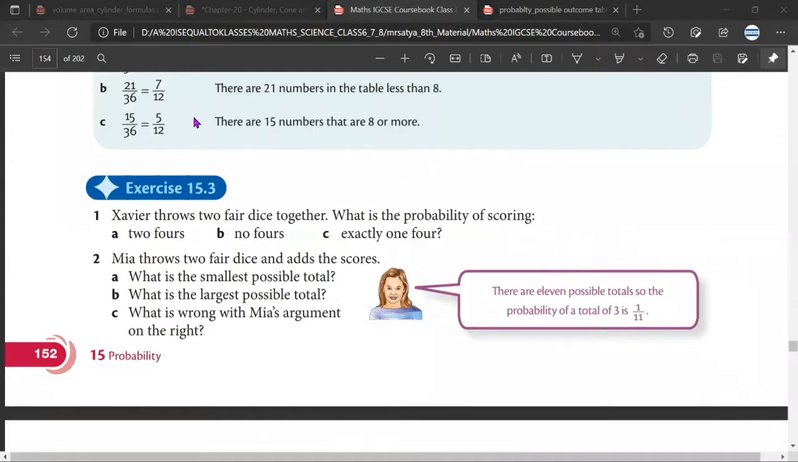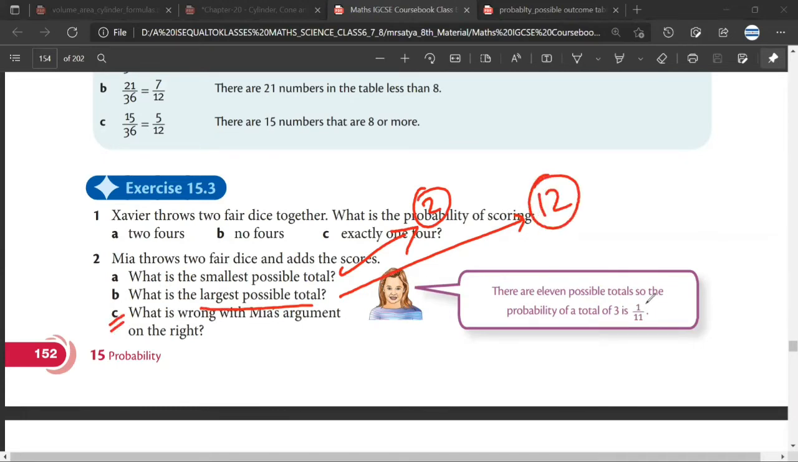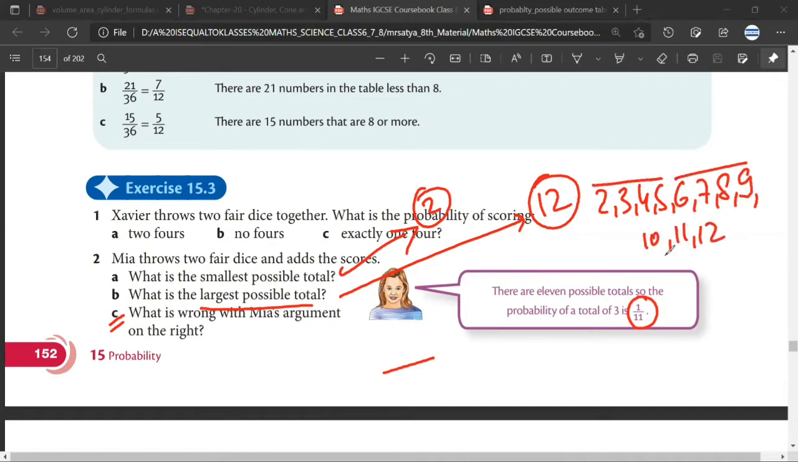I'll show you the question. So, first part is, what is the smallest possible total? You have answered that to be 2. What is the largest possible total? So the largest total possible is 12. And this is what I was discussing, that when you do this, your possibilities of total are 2, 3, 4, 5, 6, 7, 8, 9, 10, 11, 12. So these are 11. But a total of 3 is available 2 times. So the answer would be 2 by 11. It won't be 1 by 11. Any doubt? No doubt.